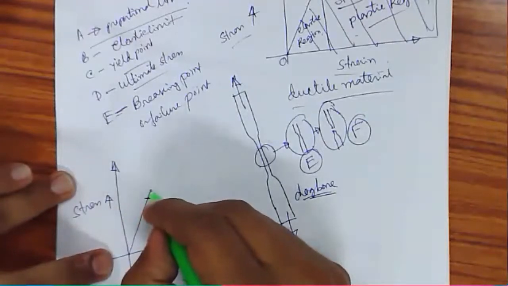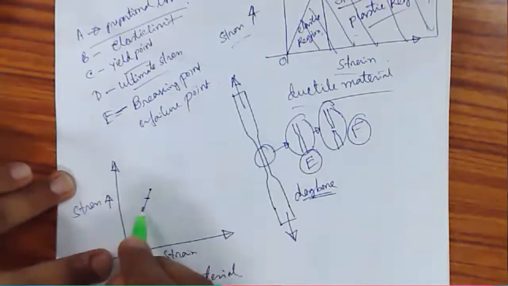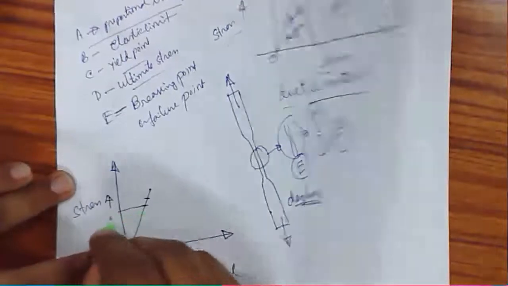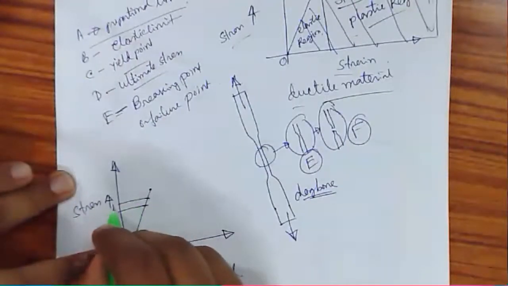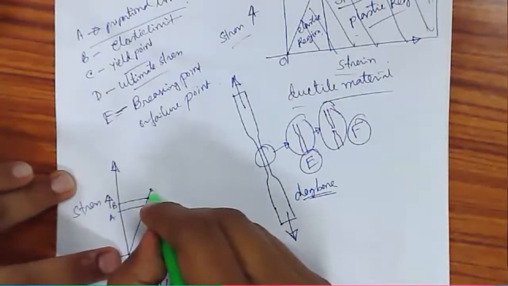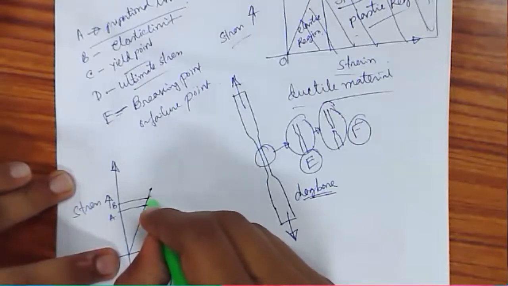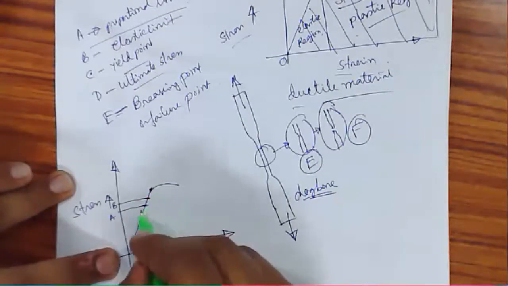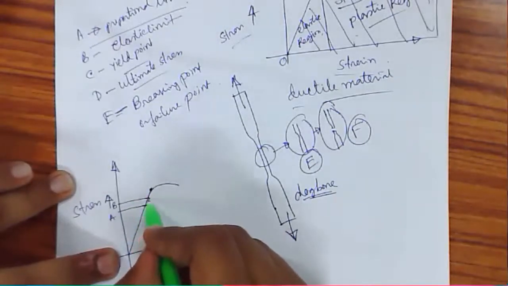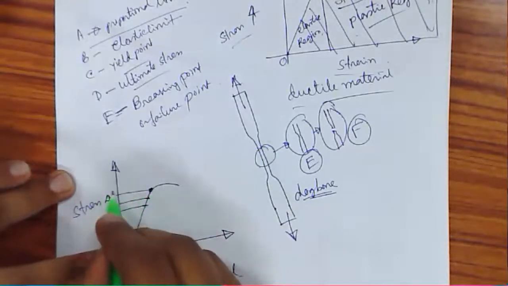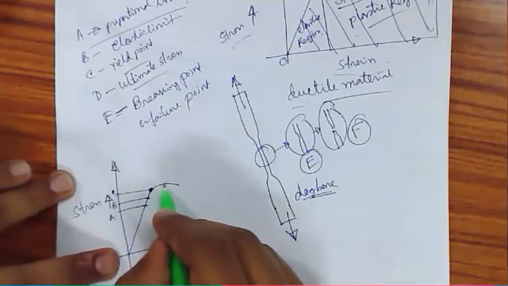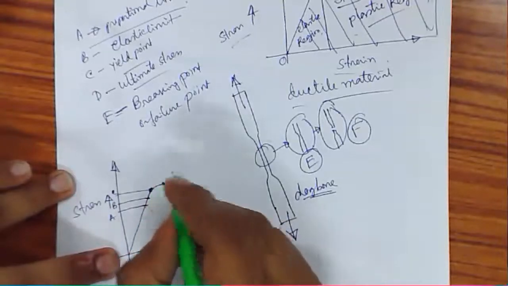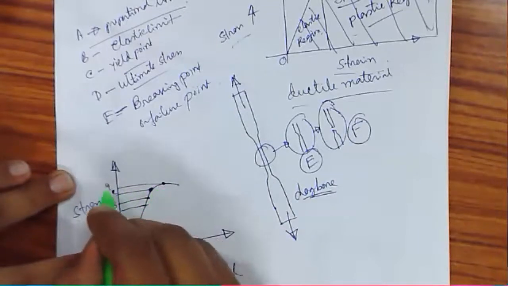Initially it will be the proportionality limit, then there will be the elastic limit, then there will be the yield point. When we are crossing A, it becomes a little like this. So A is the proportionality limit, B is the elastic limit, C is the yield point, and this point is called D, or ultimate stress point.